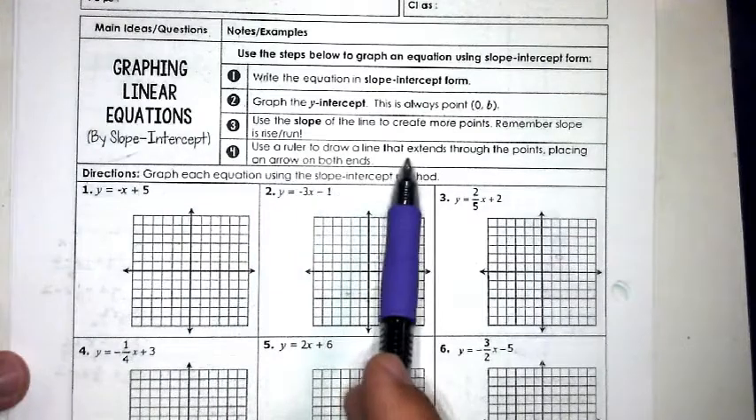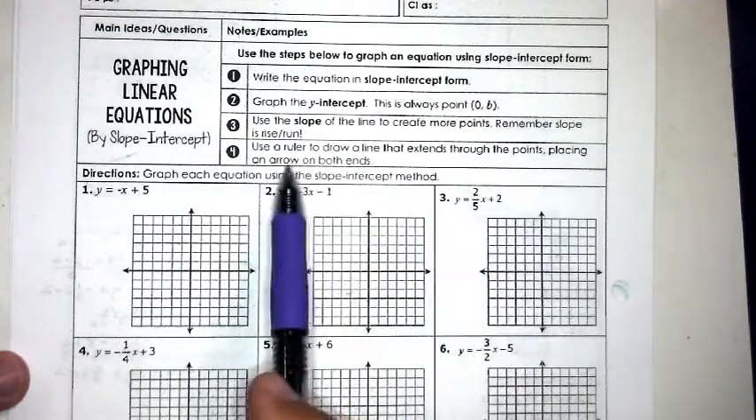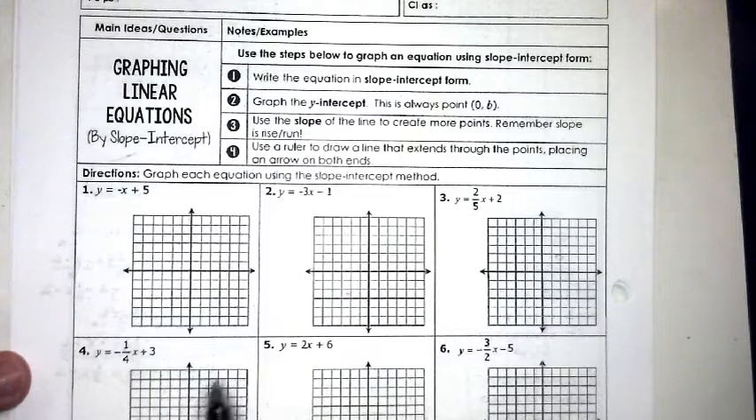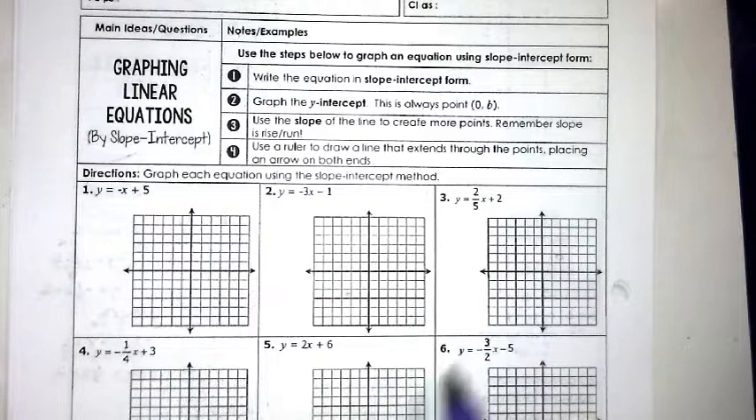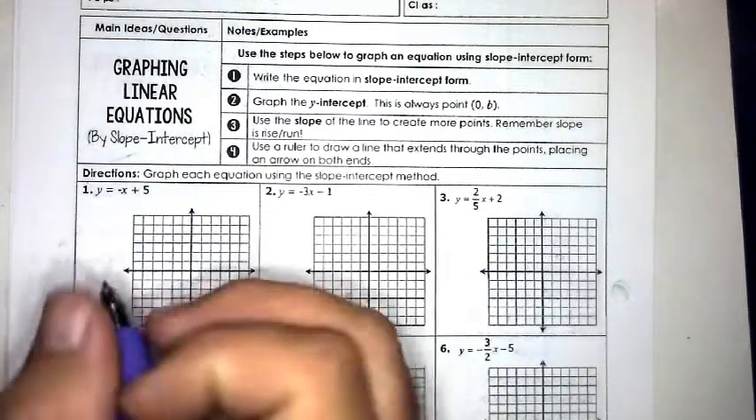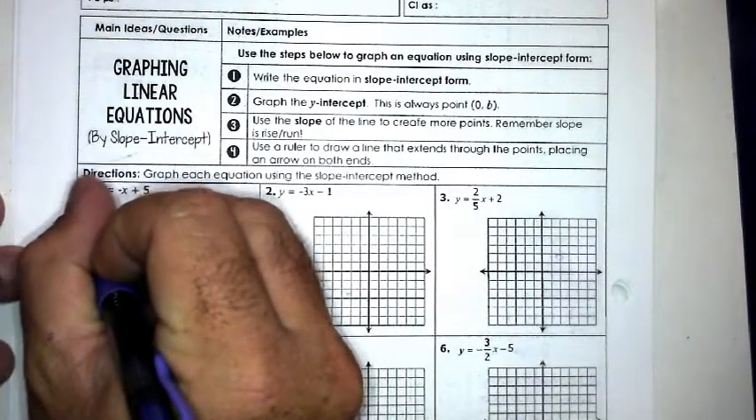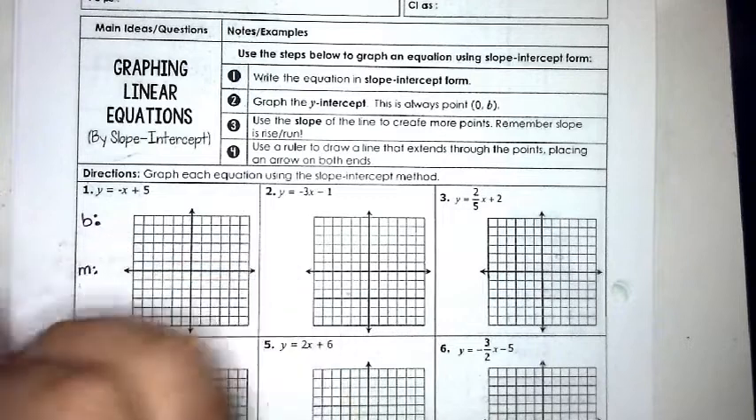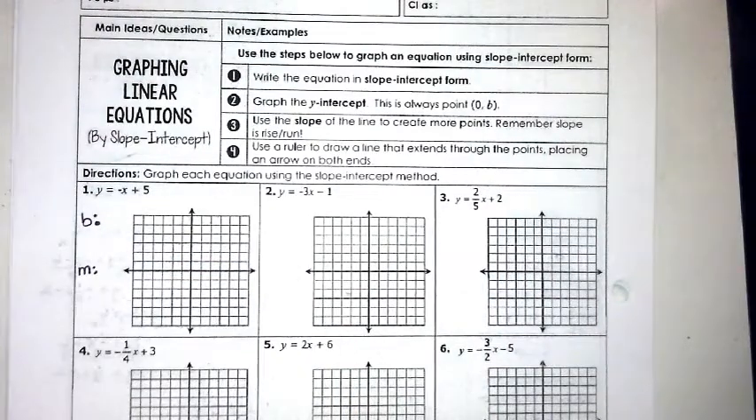Use a ruler to draw a line that extends through the points, placing an arrow on both ends. I'm not going to use a ruler today. I'm going to freehand it, and it's going to look ugly. Apologies. Okay? So, this is already in slope-intercept form, so all we have to do is identify what is my y-intercept and what is my slope. Those are my only two rules that I have to do now.